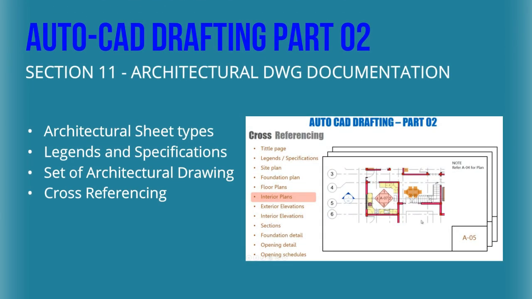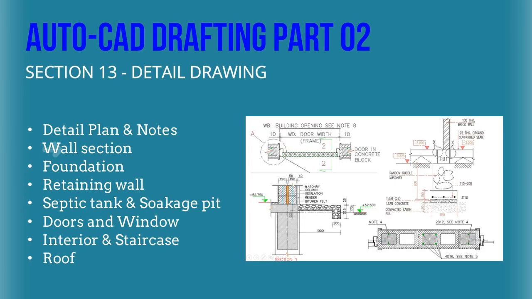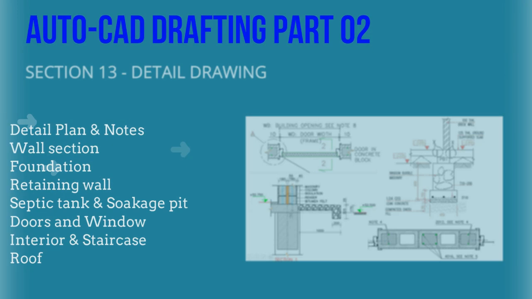This is about architectural drawing and documentation. Here, we'll go through architectural sheet types, legends, specification, cross-referencing and preparing a set of architectural drawings. Section 12 is about reading architectural drawing of an industrial building. In Section 13, we'll read about detailed drawings such as detailed plan, notes, wall section, foundation, retaining wall, doors, windows, interior, staircase, roof, septic tank and soak pit.